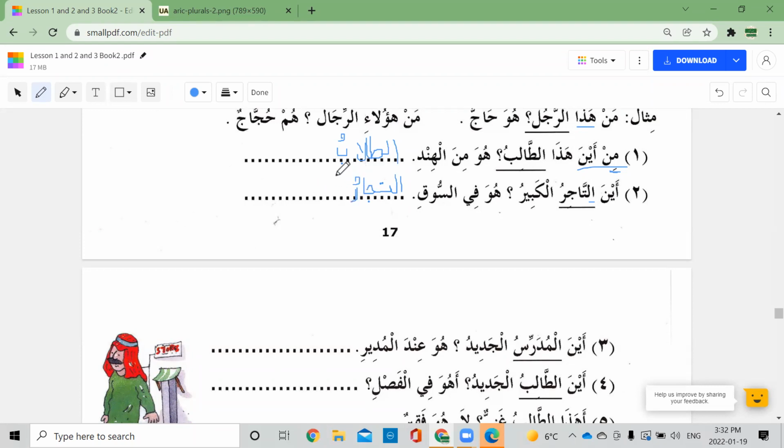Aina tujjarul kabiru. So kabiru is the adjective for tajiru, right? So the adjective also needs to be plural. So we will change this to plural as well. Kibarun, kibarun. That's correct. Aina tujjarul kibaru, hum fisuqi. That's correct. This will also be changed: hum.